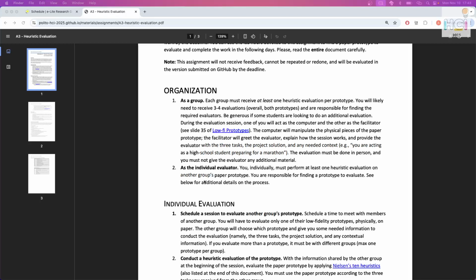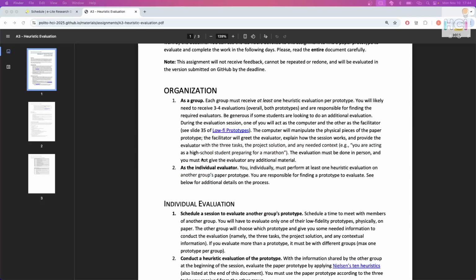So we have 2 actors here. There is group A, that is the group that is receiving the evaluation, and then there is the individual evaluator, okay? So to receive an evaluation, you should be in 2. One acts as the computer, so it simulates the prototype, and the other one acts as the facilitator.